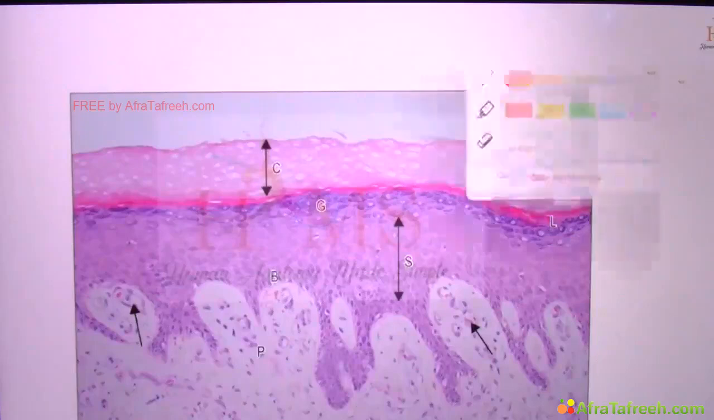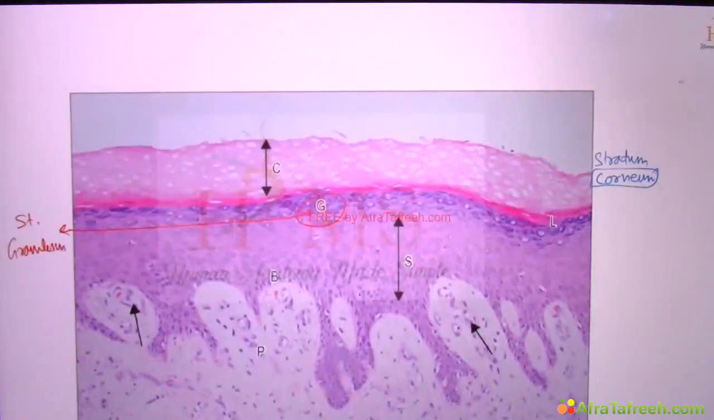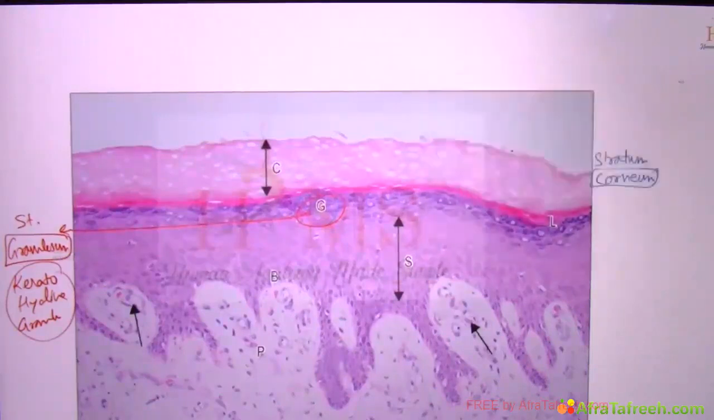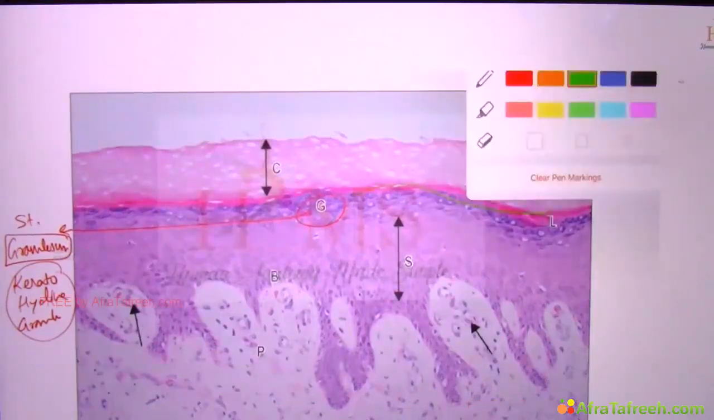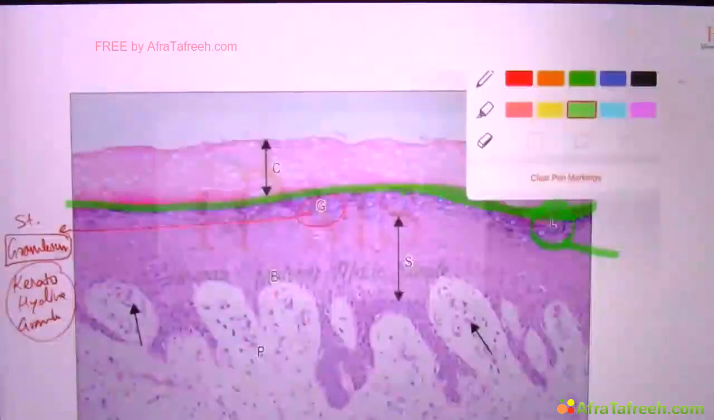What is number 2? What is this G for? This number 2, the G is for stratum granulosum. It has some keratohyalin granules. But remember, if you have taken a specimen from thick skin, then you will have a middle layer here. What is this middle layer? That middle layer is called the stratum L. What is that? Stratum lucidum.